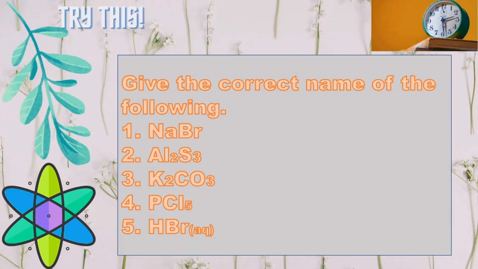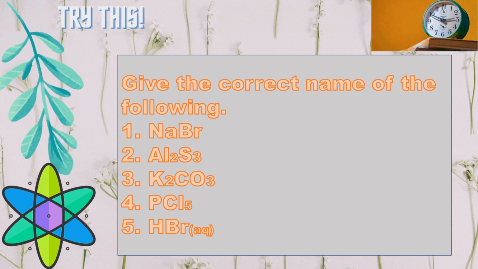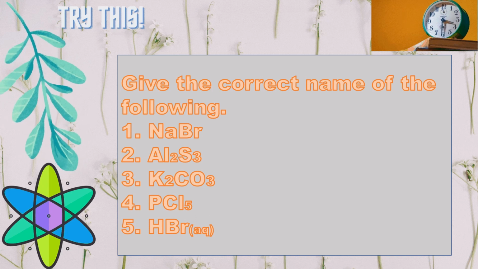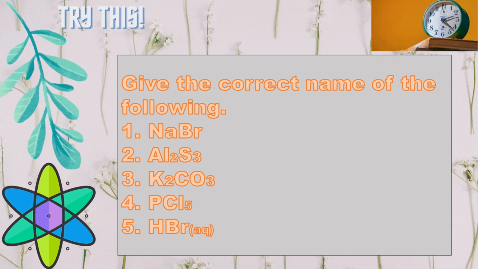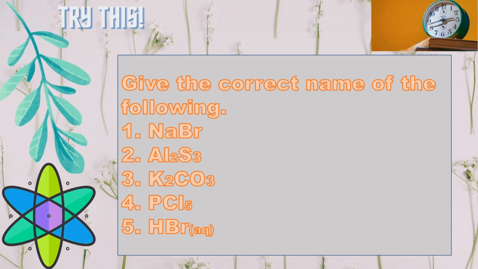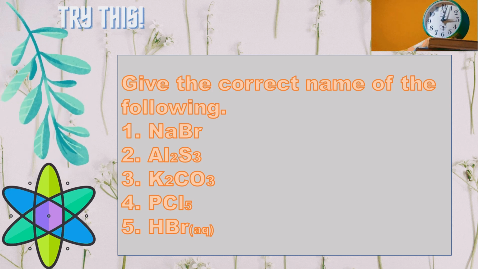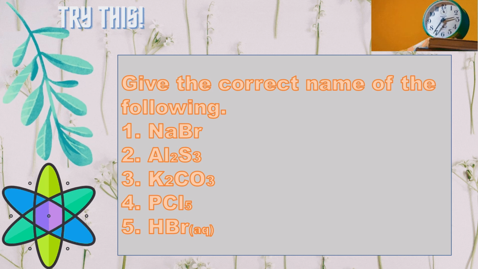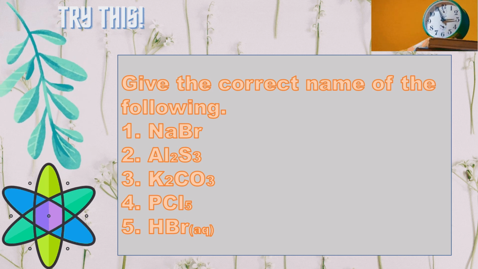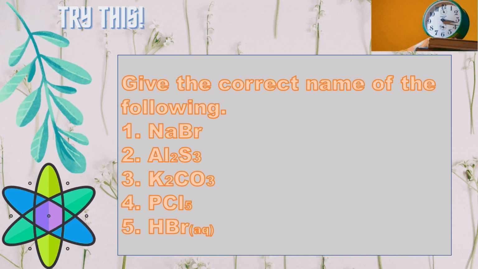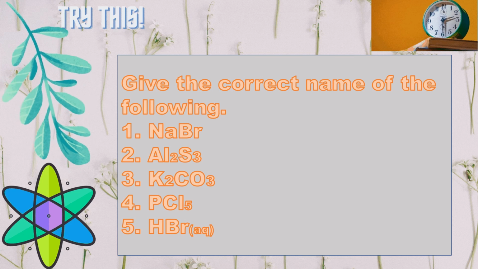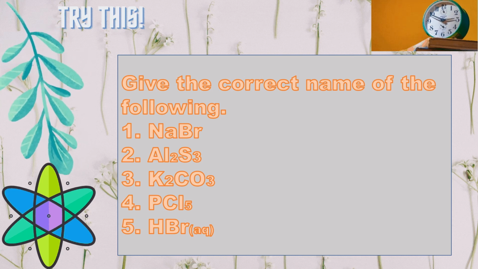Okay, so let's try to give the correct name of the following compounds. Number 1, NaBr. How do you name NaBr? That is sodium bromide. Correct. How about number 2? Al2S3. It is aluminum sulfide, -ide ending. Next is K2CO3. It is a metal and a combination of oxygen ion. So you name that as potassium carbonate.